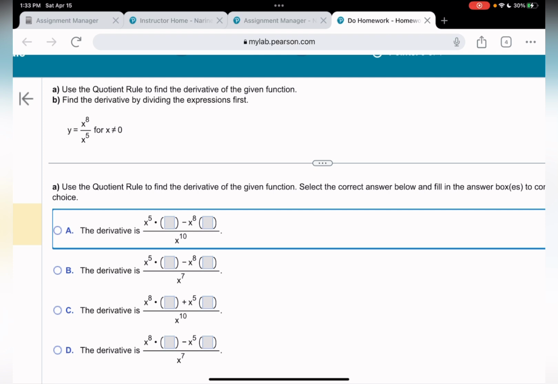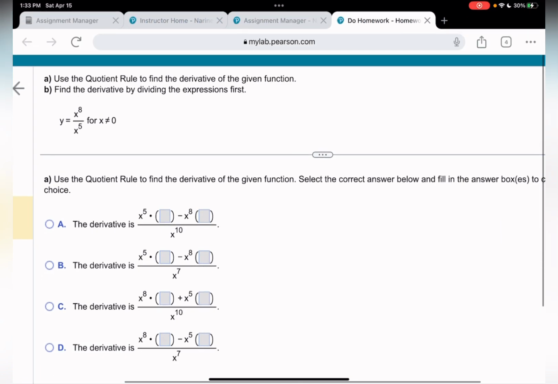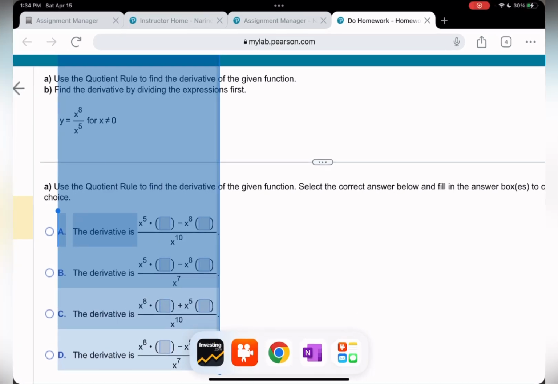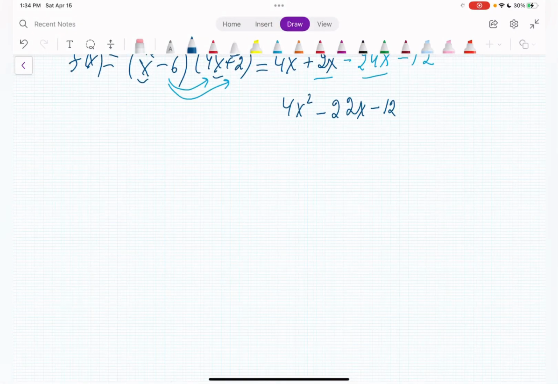All right, now we are going to use the quotient rule. x to the power 8 divided by x to the power 5. Using the quotient rule, we need to find the derivative of the function. y is equal to x to 8 over x to 5.